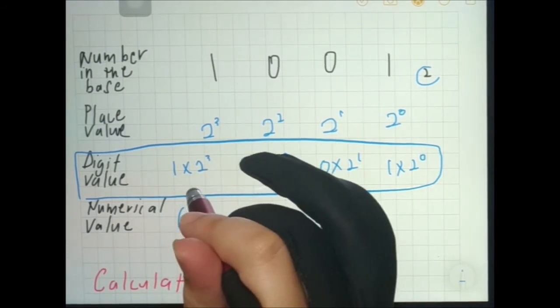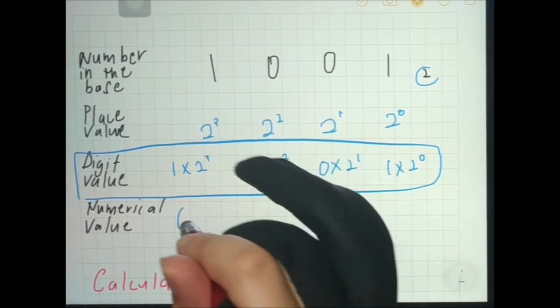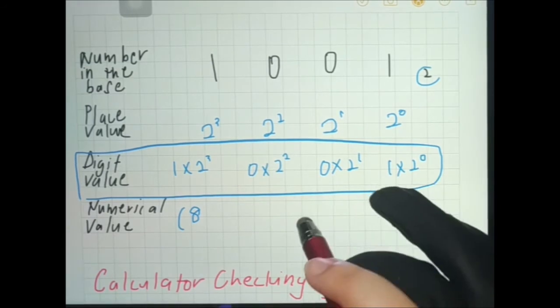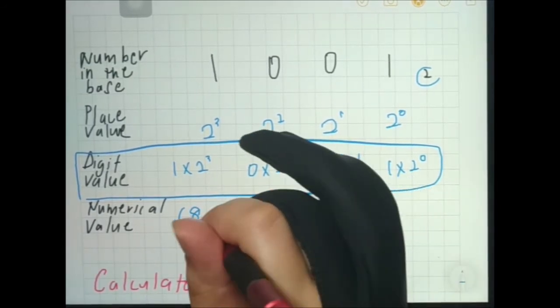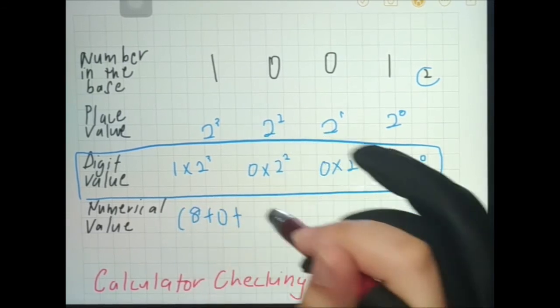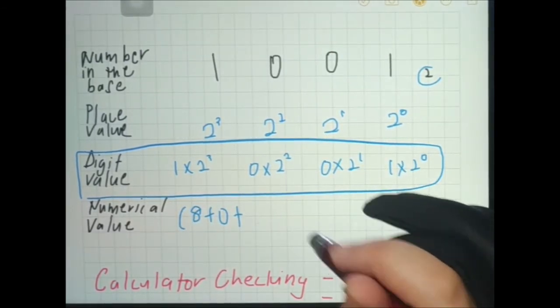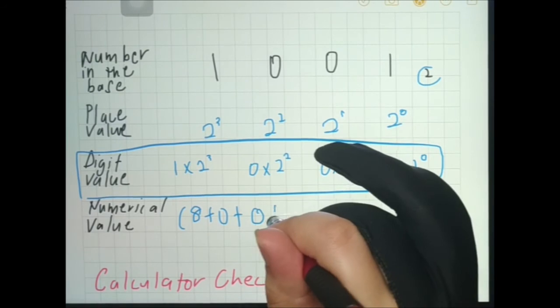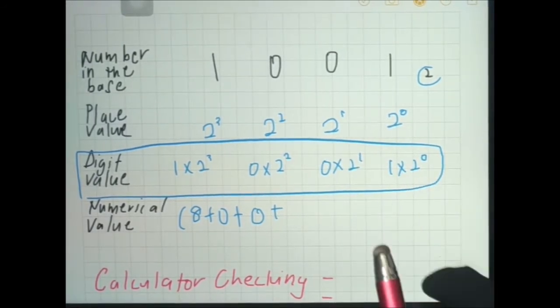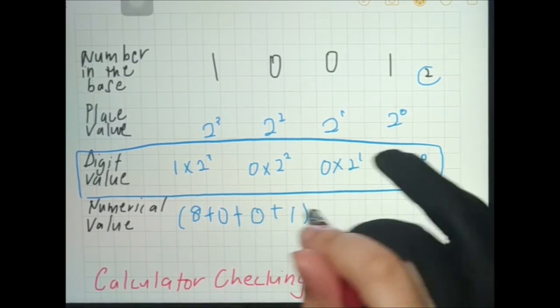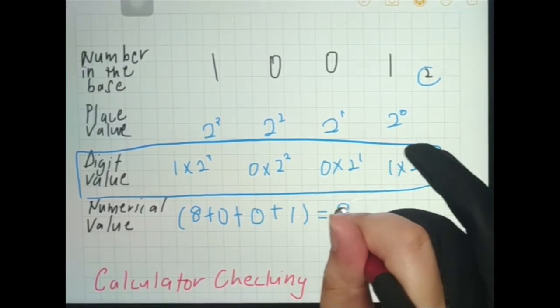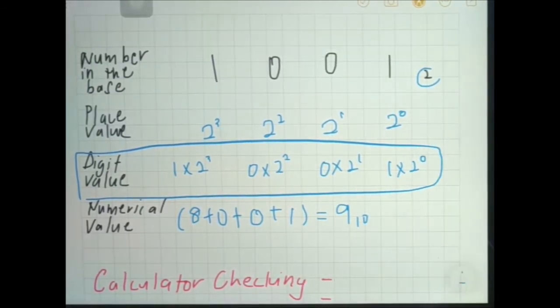So 1 times 2 to the power of 3 is 8. 0 times 2 to the power of 2 is 0. 0 times 2 to the power of 1 is 0. And lastly, 1 times 2 to the power of 0 is 1, so 1 times 1 is 1. So the numerical value is 9 base 10.